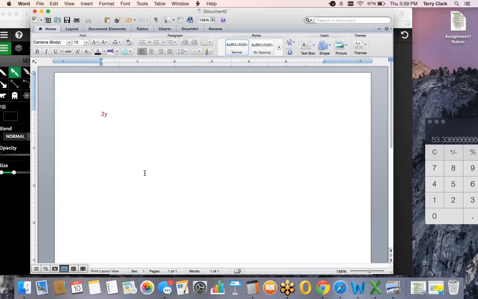What I want to do is give you guys one. So we're going to say 2y minus x equals 7, and then we're going to have 3y plus 5x equals 13. See if you guys can figure out what x and y are, and see if you can find the least common multiple.